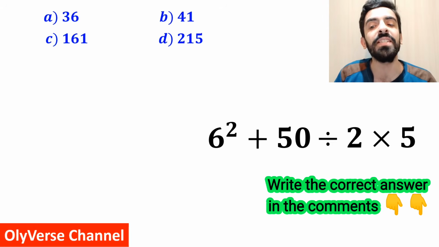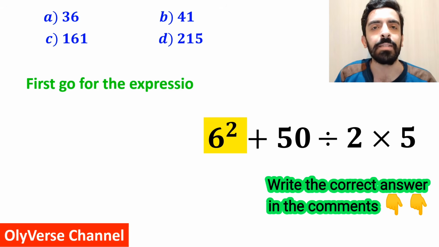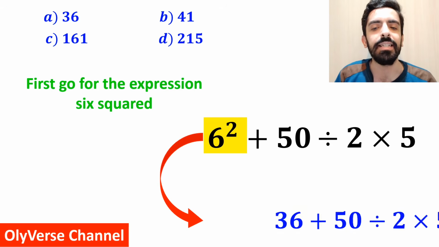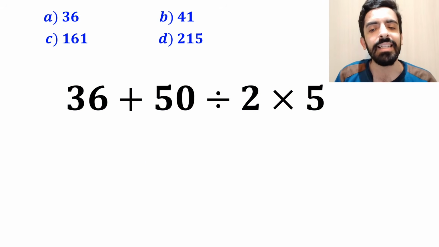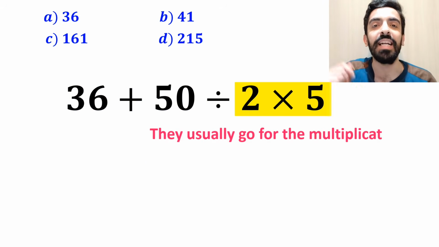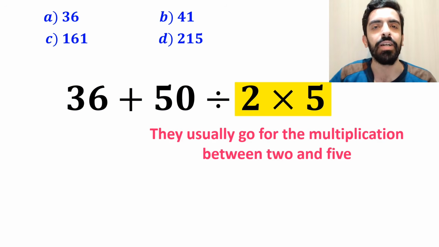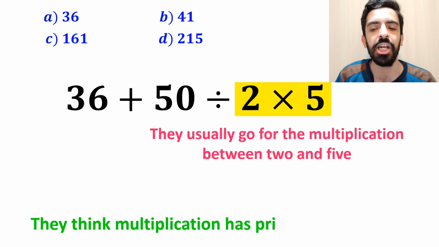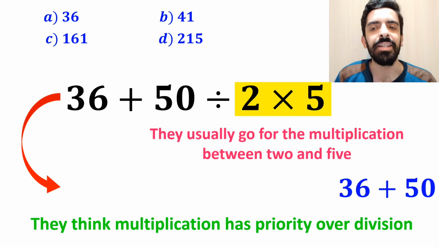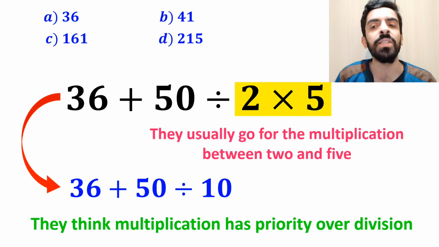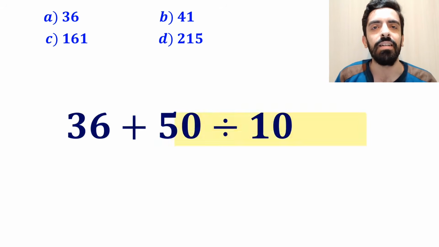Also, some other people when solving this question first go for the expression 6 squared and they simplify to 36 plus 50 divided by 2 multiplied by 5. And the next step, they usually go for the multiplication between 2 and 5 because they think multiplication has priority over division. So, they rewrite this expression as 36 plus 50 divided by 10.